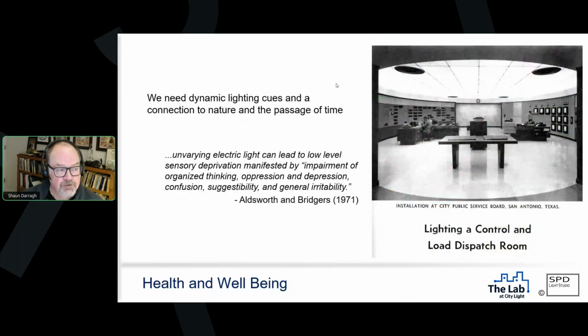There's going back even further. There is a study that was done in 1971 by Allsworth and Bridgers. They were looking at unvarying electric light. What we keep hearing about as what we need, right? Well, we need very even illumination. We don't want to have very high contrast ratios, which very high is true. But effectively, what was lighting at the time, the idea was light everything evenly and call it good, right? Some might call that volumetric lighting. We'll talk about that more in a little bit.